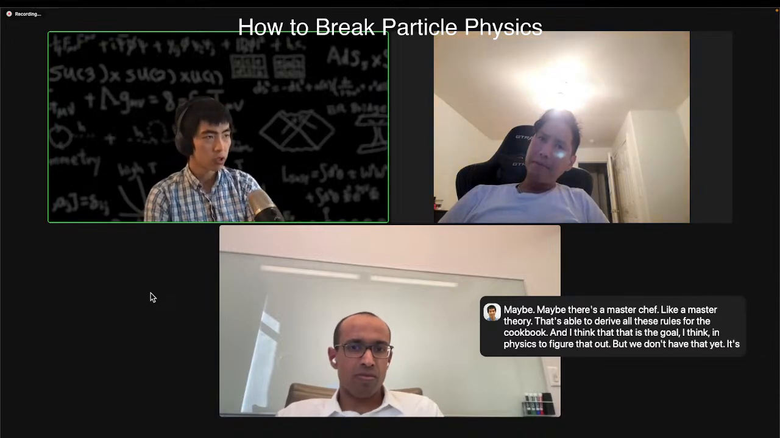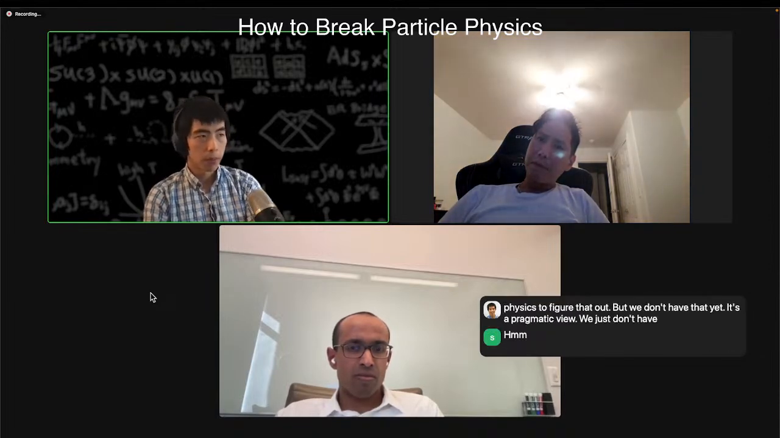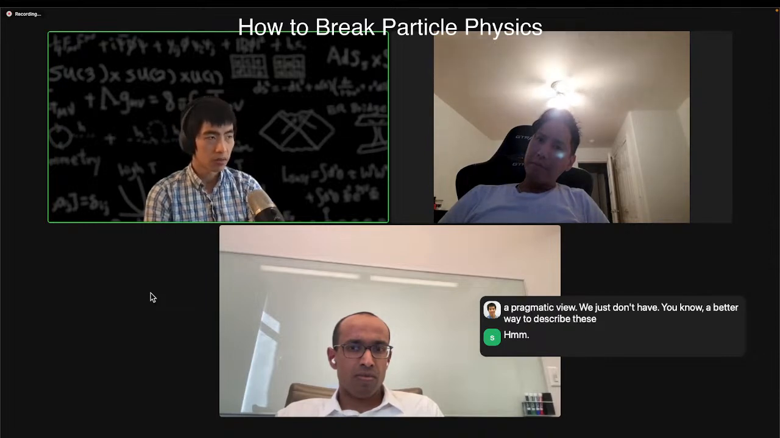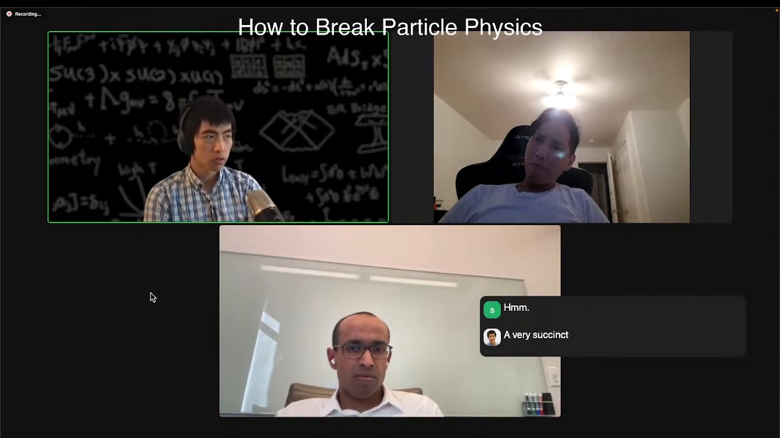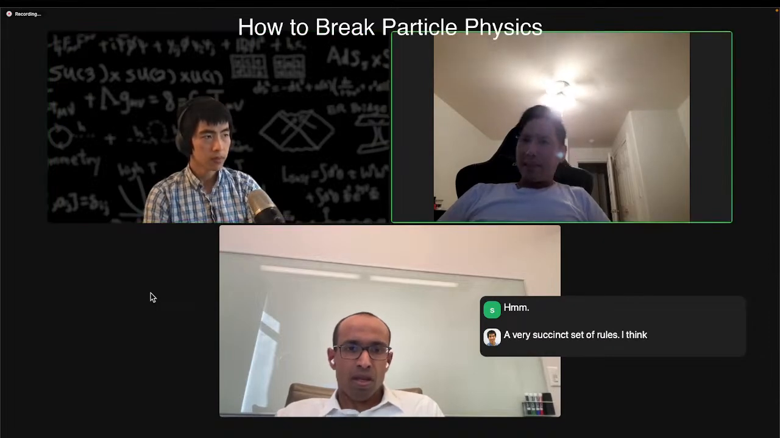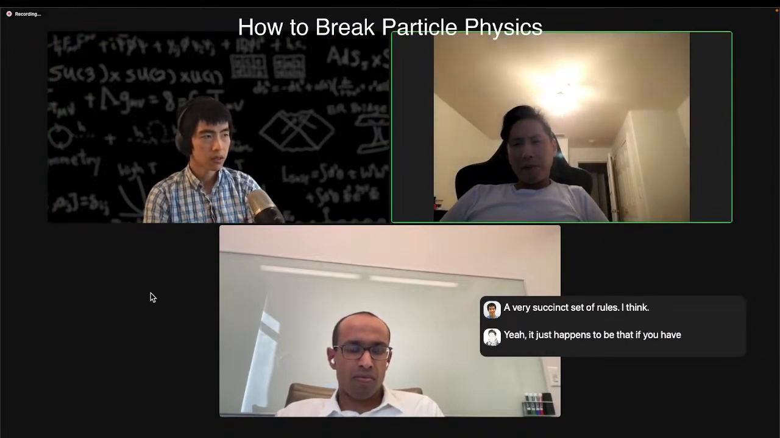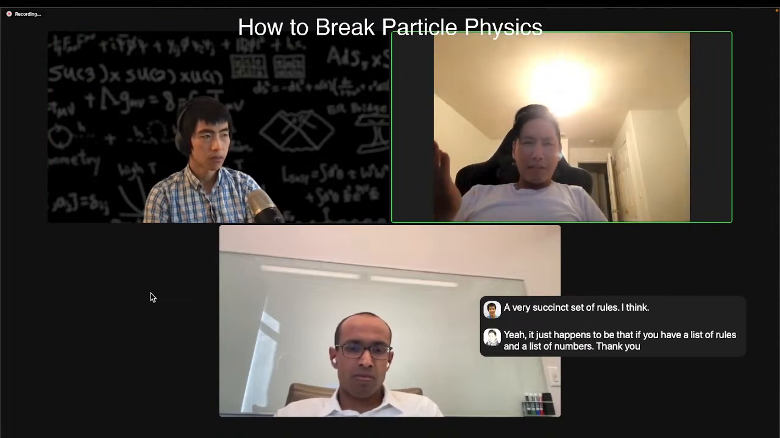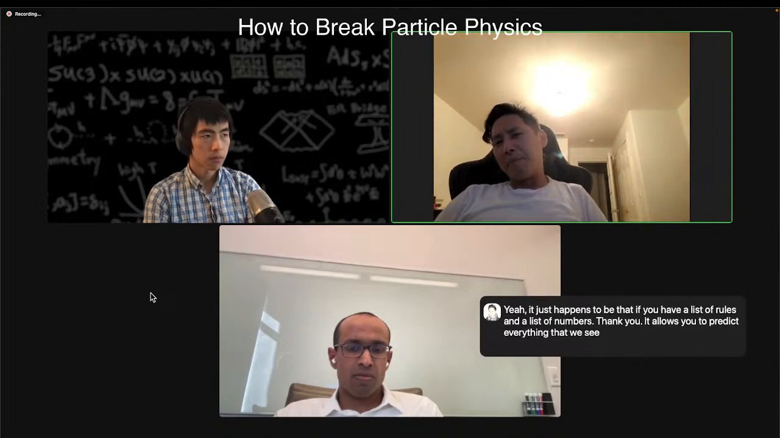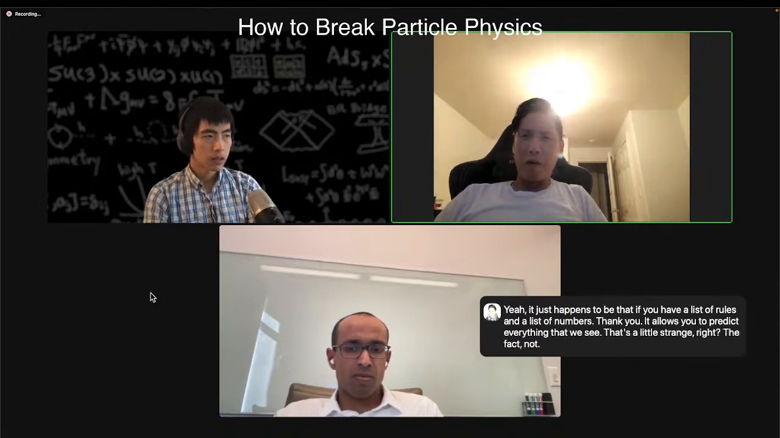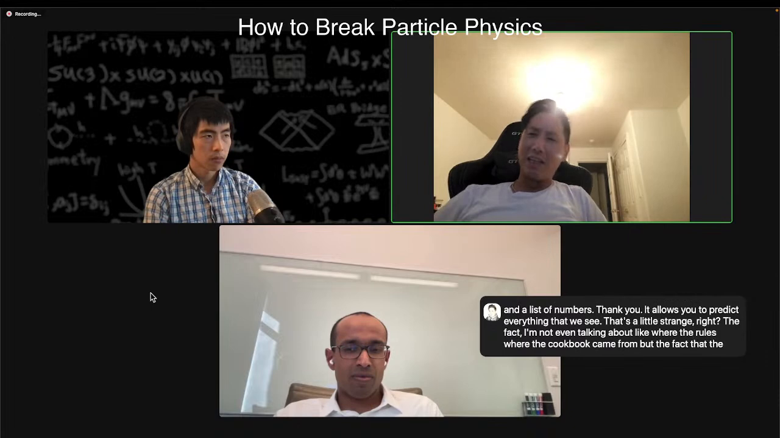It's a pragmatic view. We just don't have a better way to describe these things other than a very succinct set of rules, I think. Yeah, it just happens to be that if you have a list of rules and a list of numbers, it allows you to predict everything that we see. That's a little strange, right? I'm not even talking about where the cookbook came from, but the fact that the cookbook is even structured like this, and that it seems to work to just grab everything.